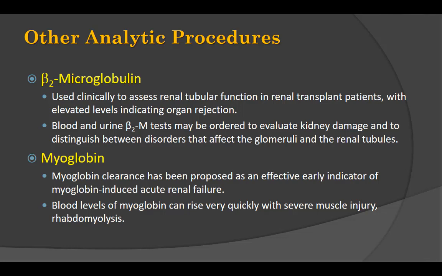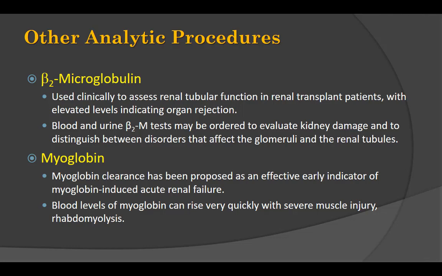Blood and urine beta 2 microglobulin test can be ordered to evaluate kidney damage and to distinguish between disorders that affect glomeruli and the renal tubule. So you can actually compare the amount of beta 2 microglobulin in the blood and in the urine. So it can give you a good indicator of the tubular function of the kidney.